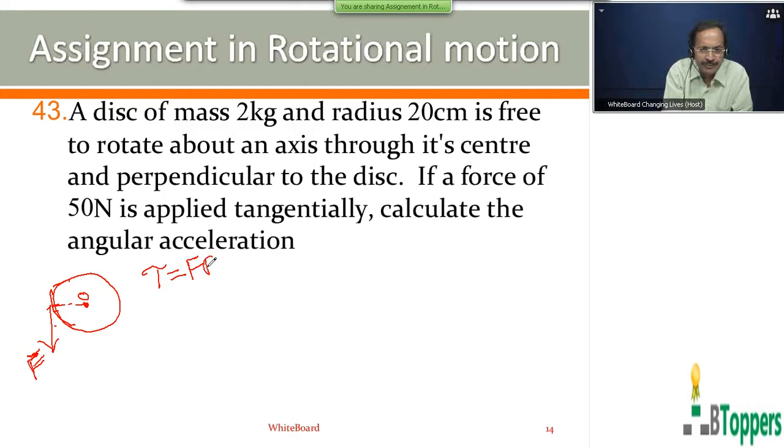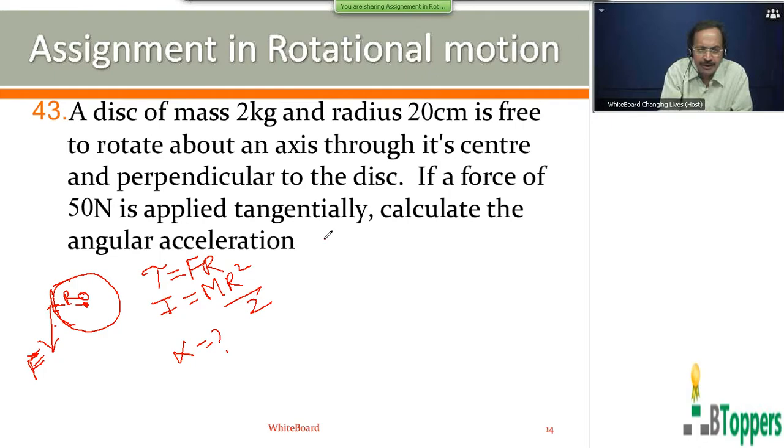That you can write F into R. There R is the radius of the wheel. The moment of inertia of a uniform circular disc about the central axis of symmetry, that is about the axis passing through the center of the disc and perpendicular to the plane of the disc, will be equal to mr square by 2. You have to find alpha.